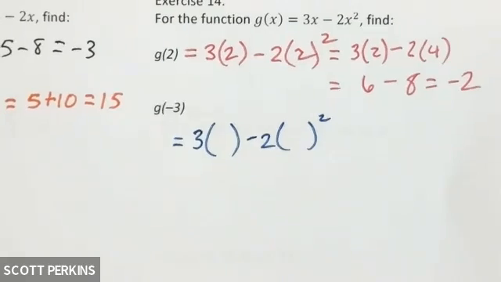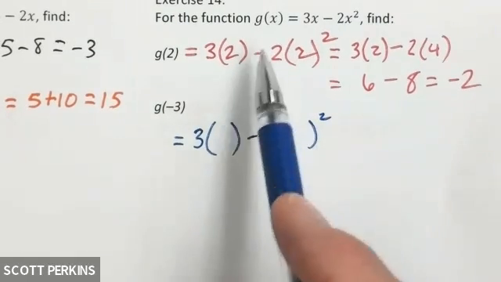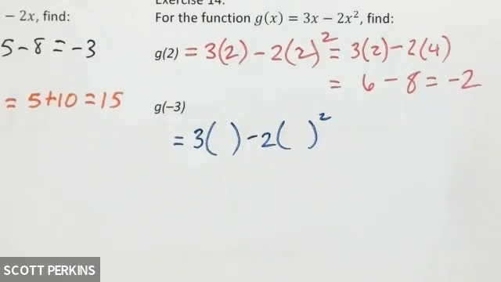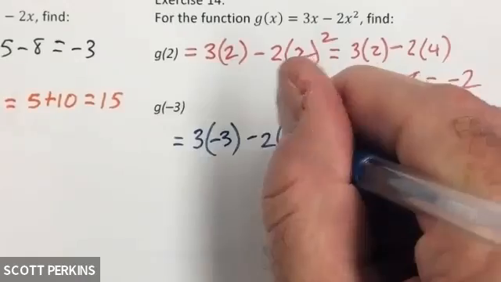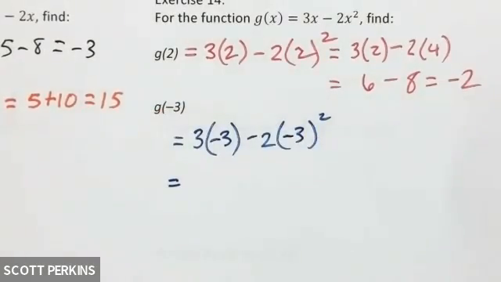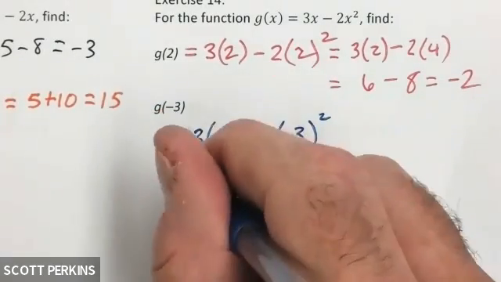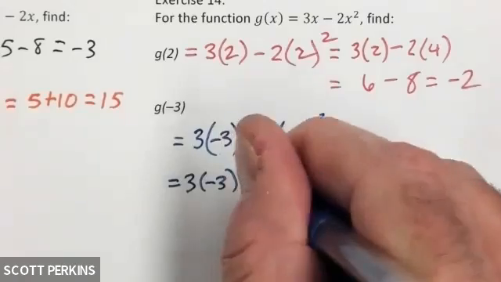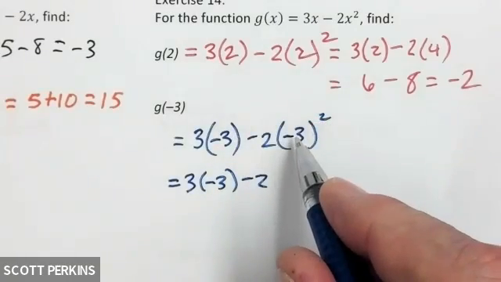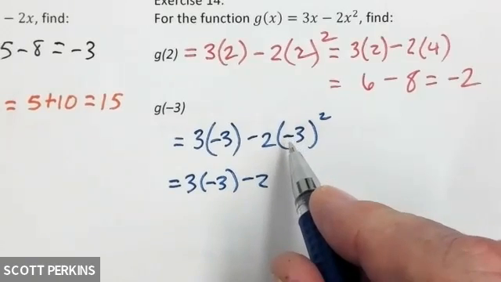As with previous problems, first thing is I'm getting rid of the x's. I'm putting spaces there. Now I'm going to put a negative 3 in both those spaces. So again, the first thing I'm going to do is that exponent. So I've got 3 times negative 3 minus 2. Now negative 3, that negative came with the 3. It's part of what I'm squaring.